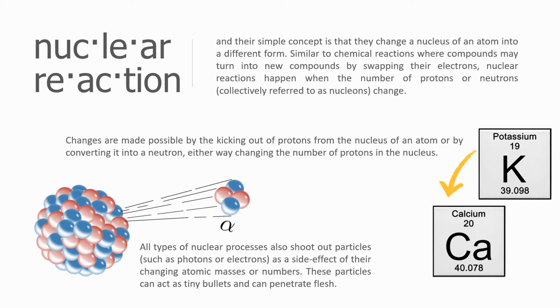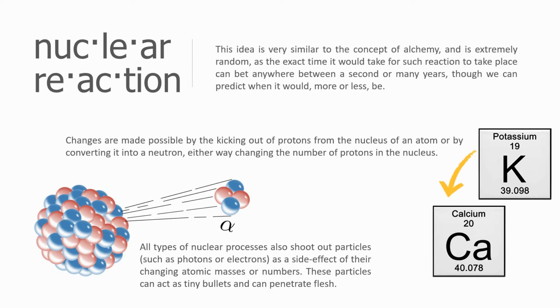Okay, so these particles can act as tiny bullets. They can be as harmful as penetrating the flesh. And so, yeah, this idea is very similar to the concept of alchemy, actually, because alchemy is all about changing lead to gold, changing a particular element into something new that is preferably more beneficial or expensive. Okay. But this is extremely random, and the exact time it would take for such a reaction to take place can be anywhere between a second or many years.